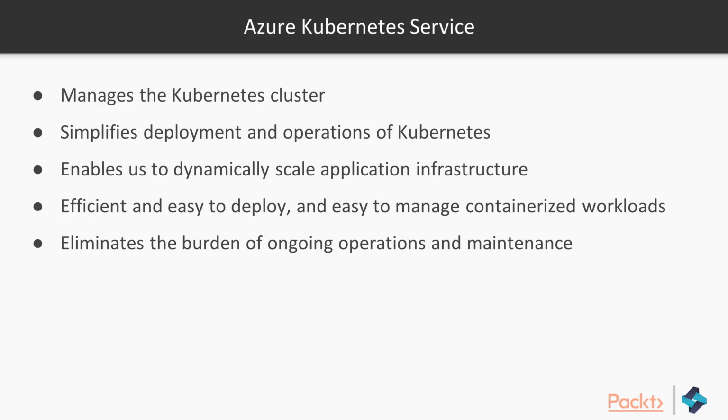Azure Kubernetes Service, or AKS, is a managed Kubernetes offering from Azure, which means Azure Kubernetes Service manages your Kubernetes cluster for you. AKS simplifies the deployment and operations of Kubernetes and enables you to dynamically scale your application infrastructure with confidence and agility. This managed Kubernetes service makes it efficient and easy to deploy and manage containerized workloads without any container orchestration expertise. It also eliminates the burden of ongoing operations and maintenance by provisioning, upgrading, and scaling resources on demand without taking your application offline or incurring significant downtime.